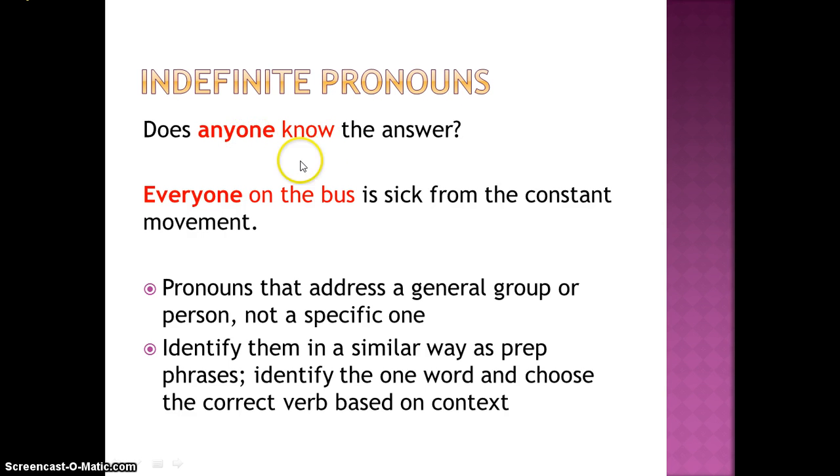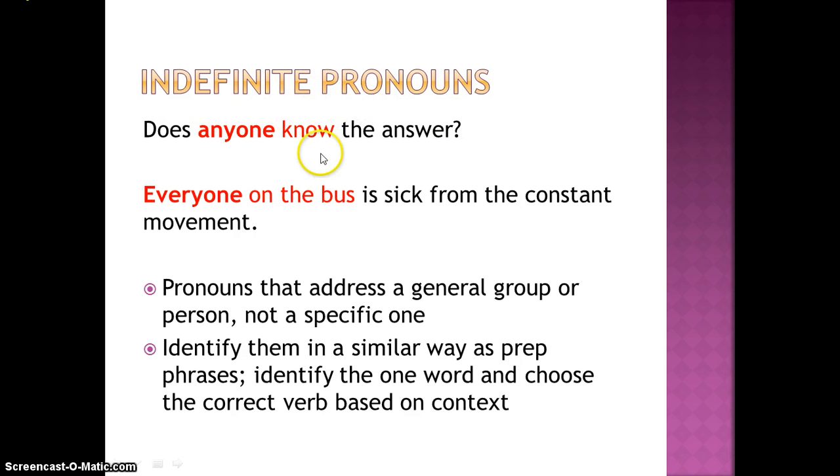Does anyone know? Okay, so that works. And then everyone, even though both of them address multiple people, it's still singular because of the one. Anyone, everyone is sick. Okay?